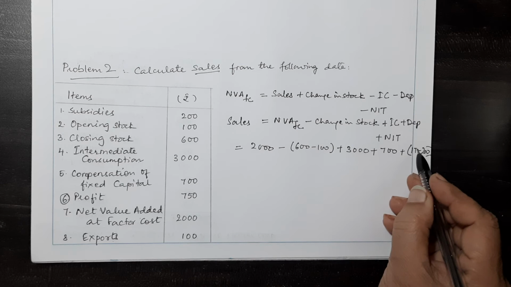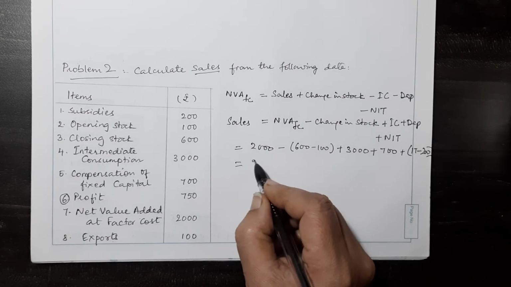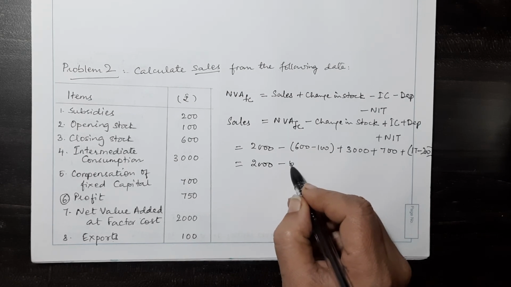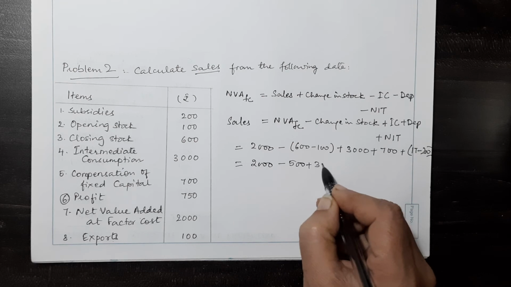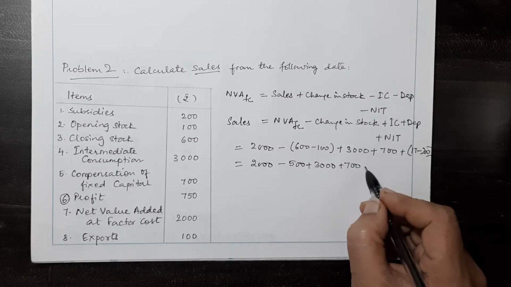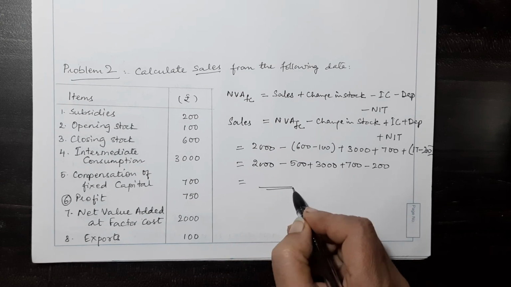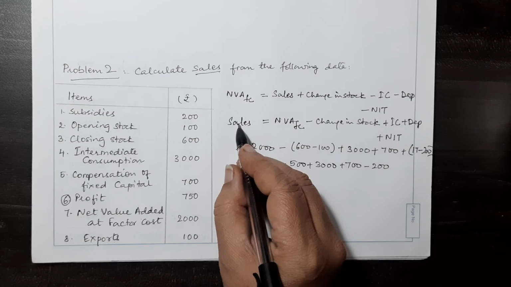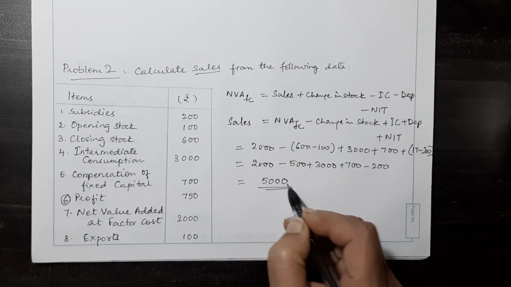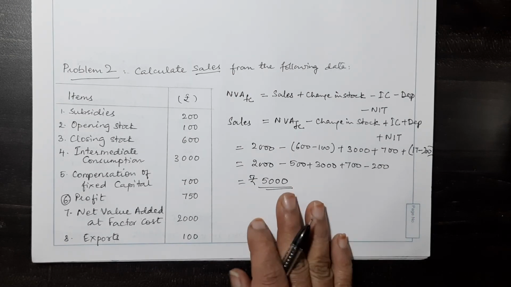So, since we do not have IT, we will open the bracket later. So, this will become 2000 minus 600 minus 100 is 500 plus 3000 plus 700. This becomes minus 200. Whatever be the value, that will be the sales. So, it comes something around 5000, okay, rupees, whatever. So, that will be the solution.